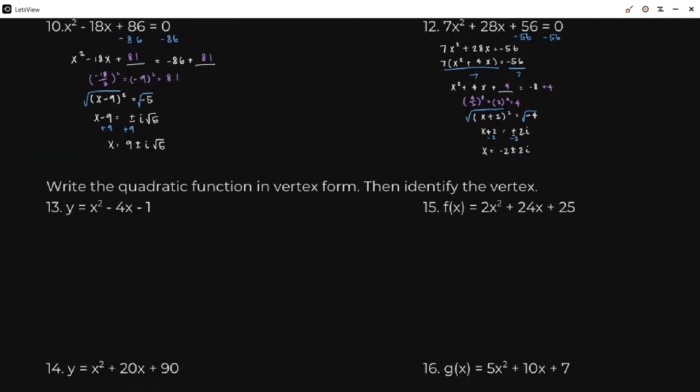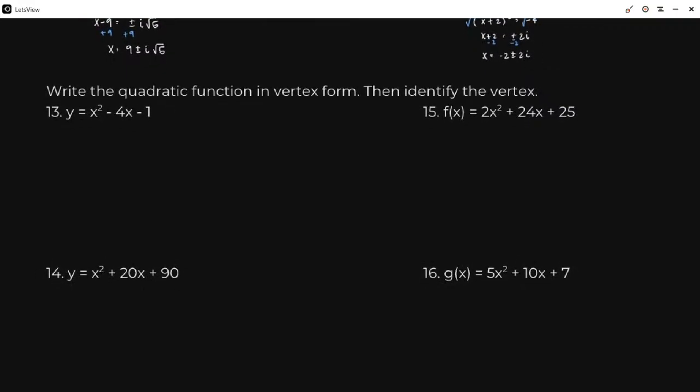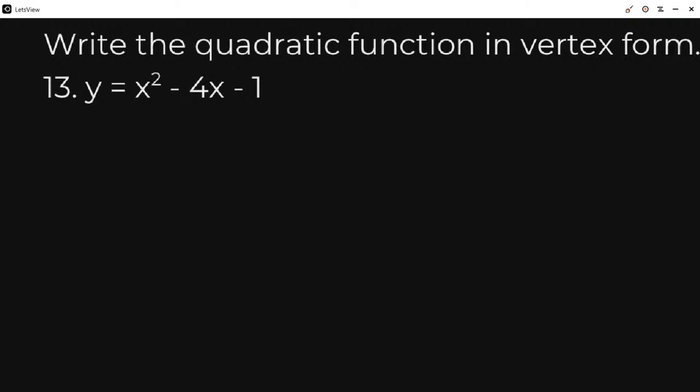Okay, the last section is to write the quadratic function in vertex form, and then we want to identify the vertex. So it's kind of similar to completing the square, but we'll just go through it. Okay, so we're just going to look at these two first, and we're going to complete the square here. So we get y equals x squared minus 4x plus something minus 1.